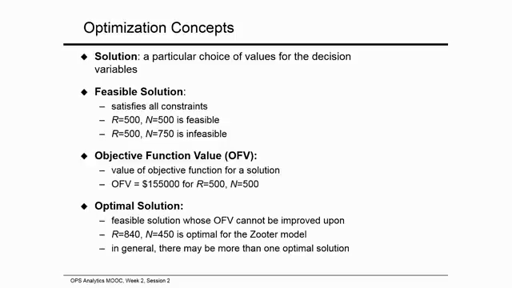Finally, the optimal solution is the best feasible solution. In the Zuter case, it is 840 Razor scooters and 450 Navajo scooters. It is possible to have more than one optimal solution, but in that case, any optimal solution will produce the same objective function value, the best one.